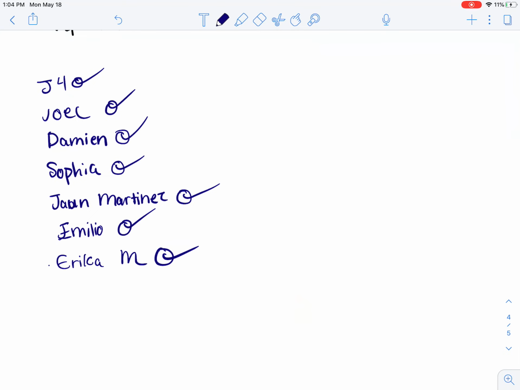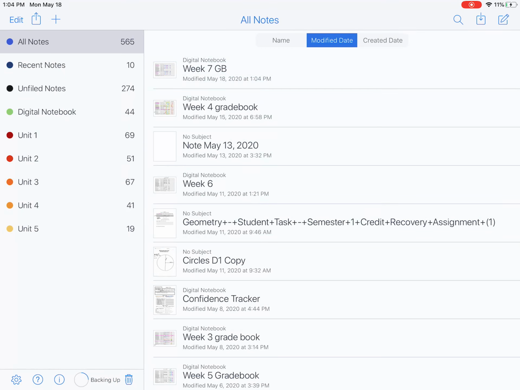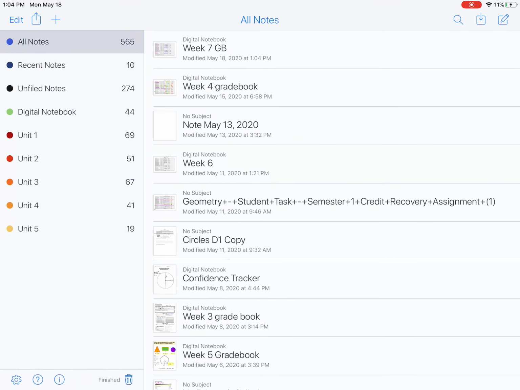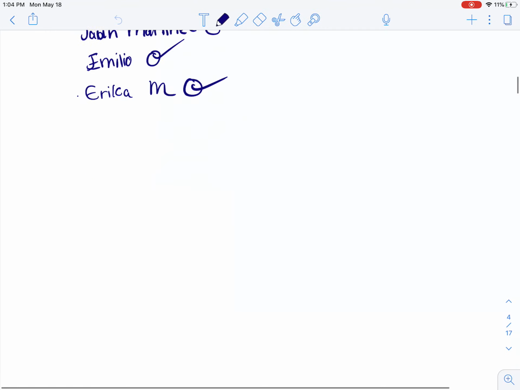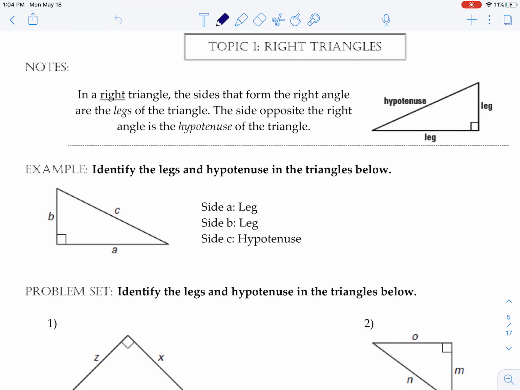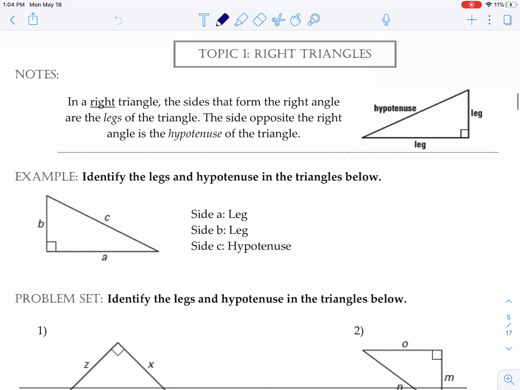So I'm opening up my review in my note-taking app because I don't like the Canvas note-taking app, and it accidentally added to the gradebook. So here we are. I'm going to read everything, just walk through things the way I would expect you to walk through it as a student. So topic 1, right triangles.